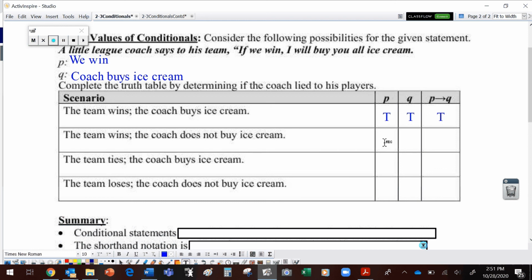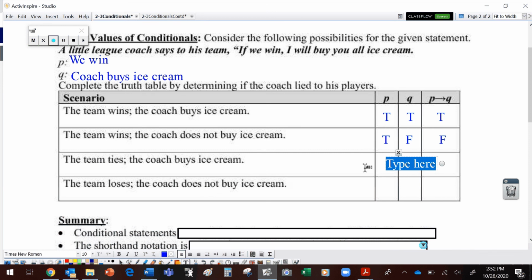Okay, next up. The team wins and the coach does not buy ice cream. Well, the team won, that's P. So yes, they won. And the coach did not buy ice cream, so Q is false. So he told them if they win, he'd buy them ice cream. They won, and he didn't buy them ice cream. Okay, that's a false statement. He lied to them.